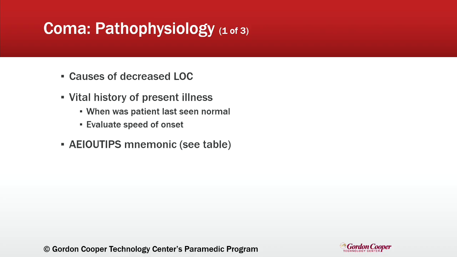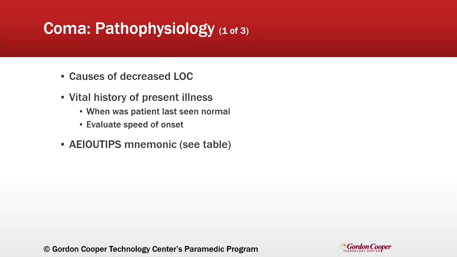Okay, so comas, not commas. When we're talking about comas, there are a lot of potential causes that could lead to a decreased level of consciousness. It's important to keep in mind and think through all the possible options here. A helpful way to remember these causes is the AEIOUTIPS mnemonic, which we'll talk about here in a second.